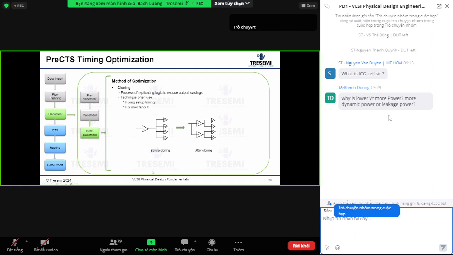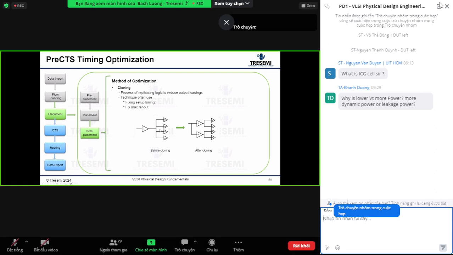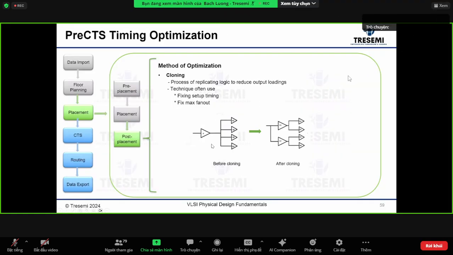This is the logic before cloning. After cloning, it cloned this structure here and placed it here. So it just cloned this gate. That's what they call logic cloning.